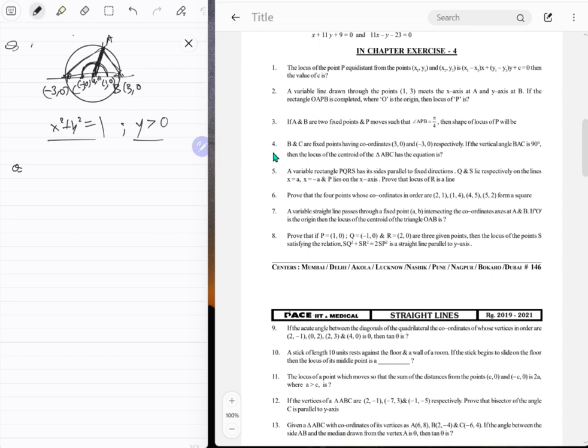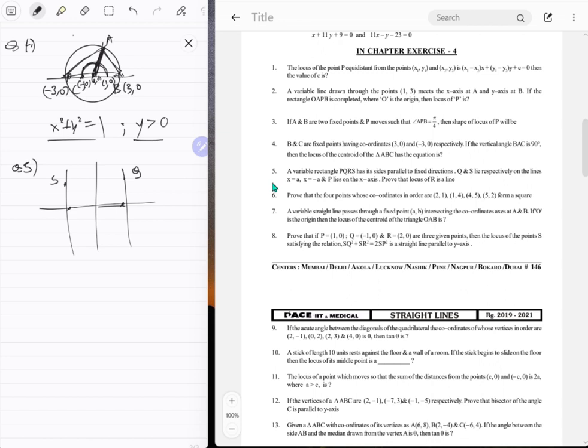So now we will go to question number 5. A variable rectangle PQRS has its sides parallel to the fixed directions. Q and S lie respectively on the lines x equals a and x equals minus a. Q and S, parallel to fixed directions. What fixed directions? Oh, so any fixed direction. Okay, I understand what they mean. Right. P lies on the x-axis.